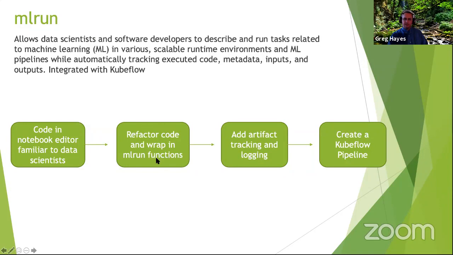After these are wrapped up in MLRun functions, then we can start to add artifact tracking and logging to a database inside of Kubernetes, and then eventually create our Kubeflow pipelines, because MLRun will return a Kubeflow container operator, which can then be leveraged to build a pipeline. We'll show what that looks like.